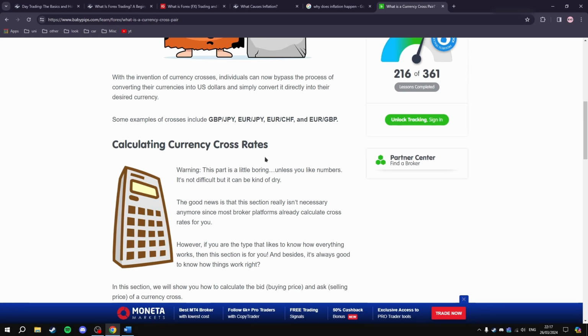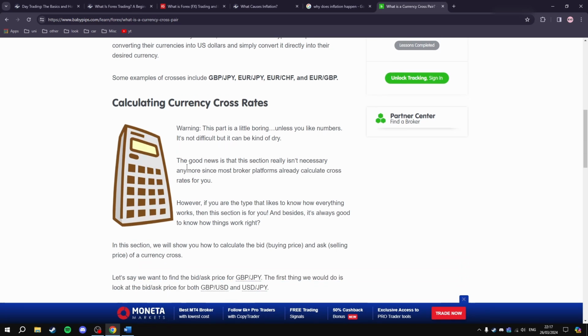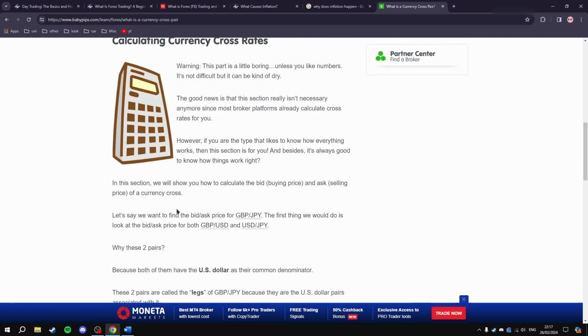Calculating currency cross rates. Warning, this part is a little boring. Unless you like numbers, it's not difficult, but it can be kind of dry. The good news is that this section really isn't necessary anymore since most broker platforms already calculate cross rates for you. However, if you're the type that likes to know how everything works, then this section is for you. And besides, it's always good to know how things work, right?